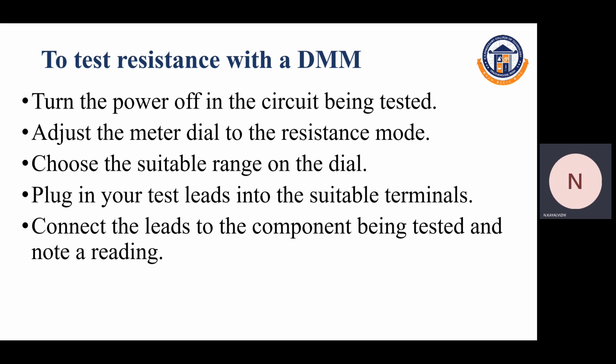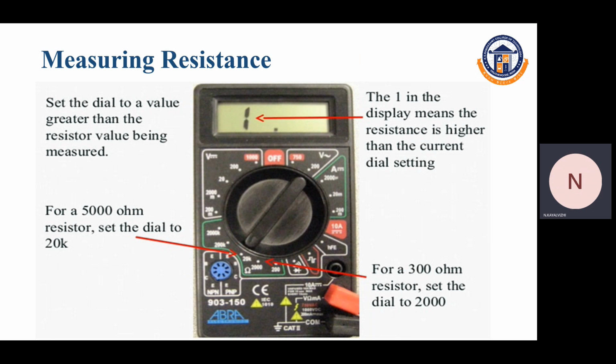And to test the resistance in the digital multimeter, turn off the power to the circuit being tested. Similarly, adjust the meter dial to the resistance mode, choose a suitable range on the dial, plug your test leads into the suitable terminals, connect the leads to the component being tested and note the reading. So a sample reading will be given for easy understanding. And how to measure a resistance.